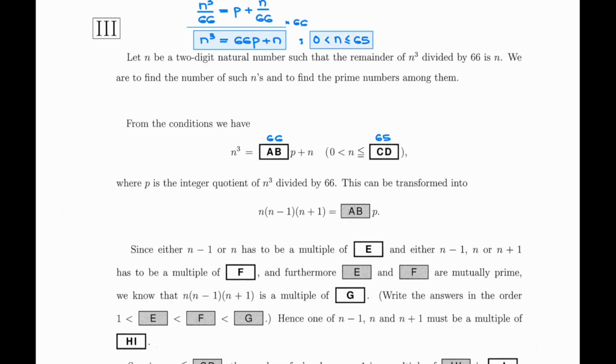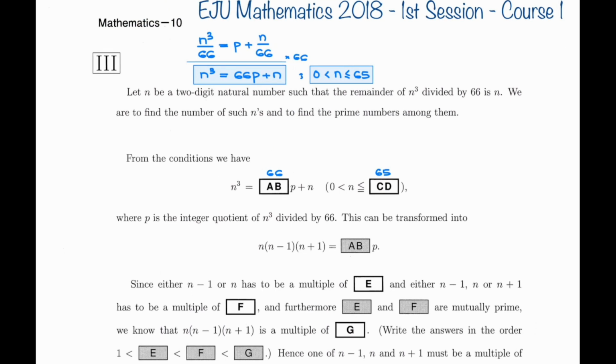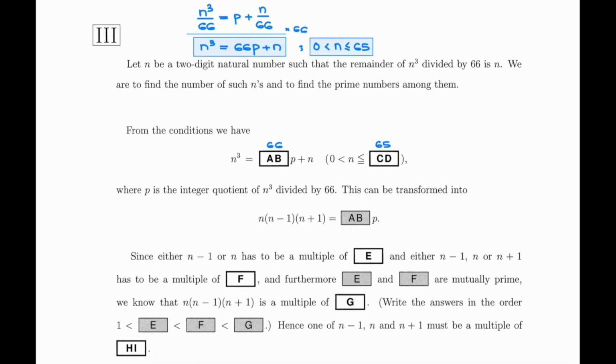And then, where p is the integer quotient of n cubed divided by 66. As I mentioned earlier, p is the quotient when we divide n cubed by 66. This can be transformed into blah blah blah. So now I need to transform my equation.